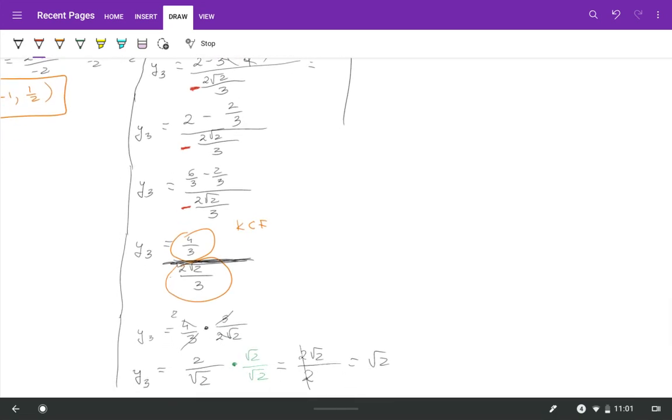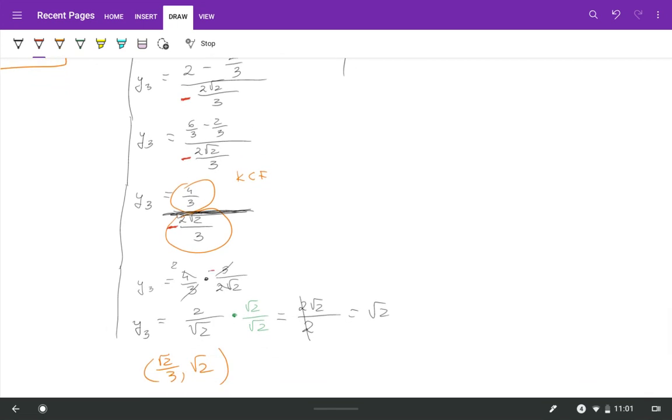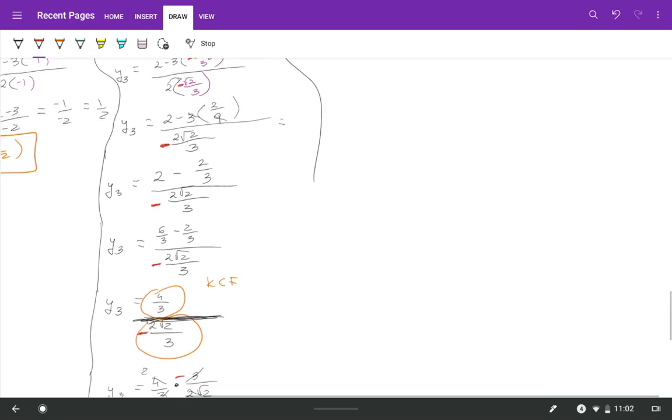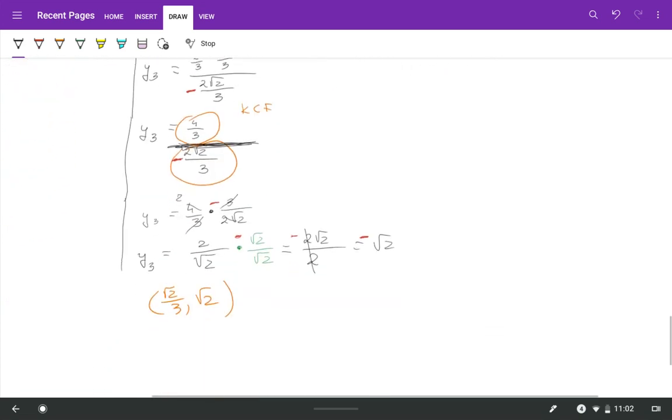Here it's the same. The only change will be that this one will be negative, and that will be negative, and that will be negative. So this is the only change, this sign. For y4, you will end up with negative square root of 2. I don't want to do that work twice. And we have negative square root of 2 over 3 and negative radical of 2. So we have our fourth point of intersection.